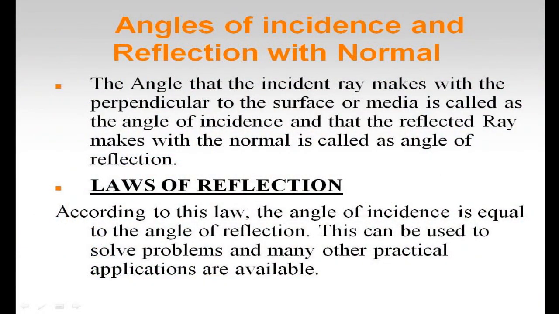The angle I which the incident ray makes with the normal is equal to the angle R that the reflected ray makes with the normal. The angle I is equal to angle R. That is what the law of reflection says.